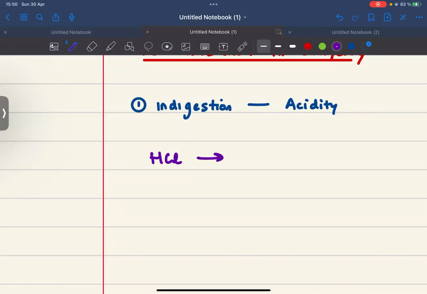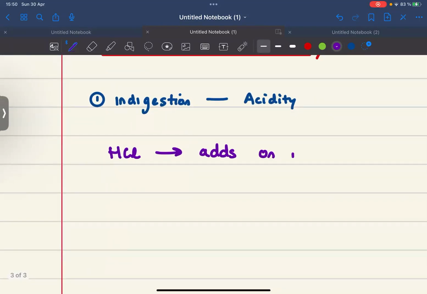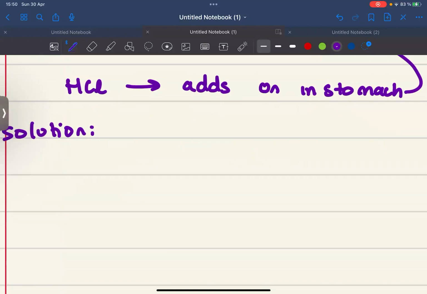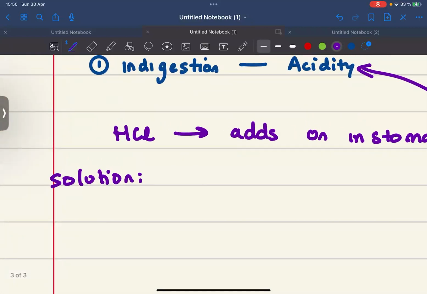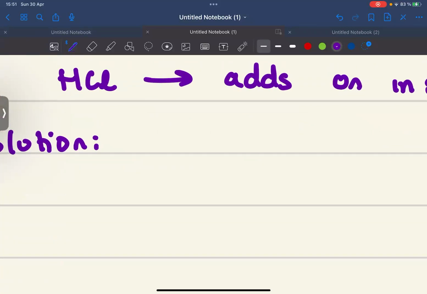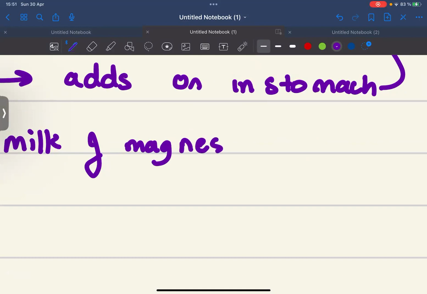So HCl adds on, which causes acidity. So you need to add a base for the solution, and the base is there is Eno and all, right? Eno powder and all that. It's like a white powdery substance to mix with water and drink it. So that kind of substance is basic in nature, and you drink something called milk of magnesia. That Eno itself, that is called milk of magnesia.